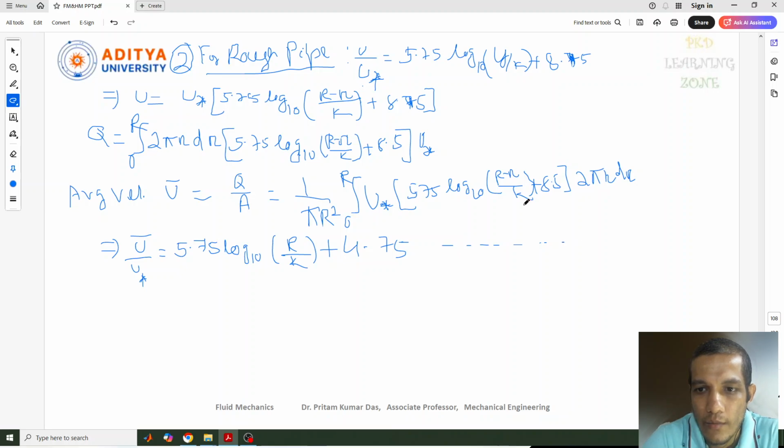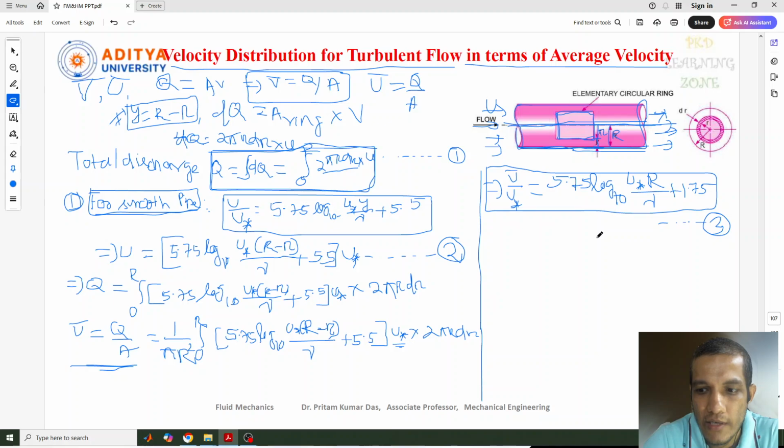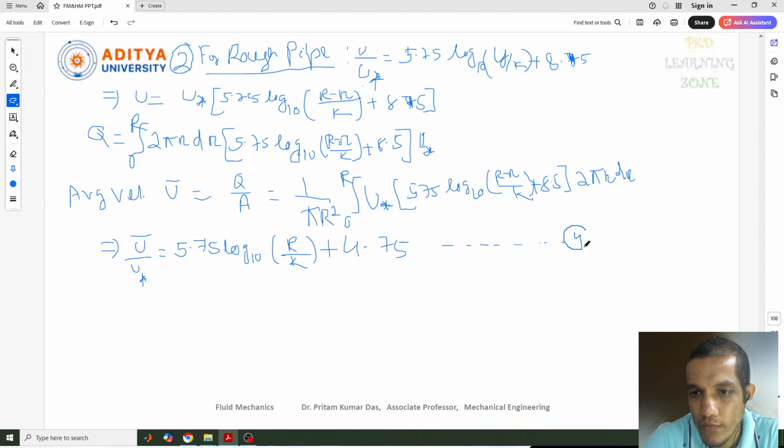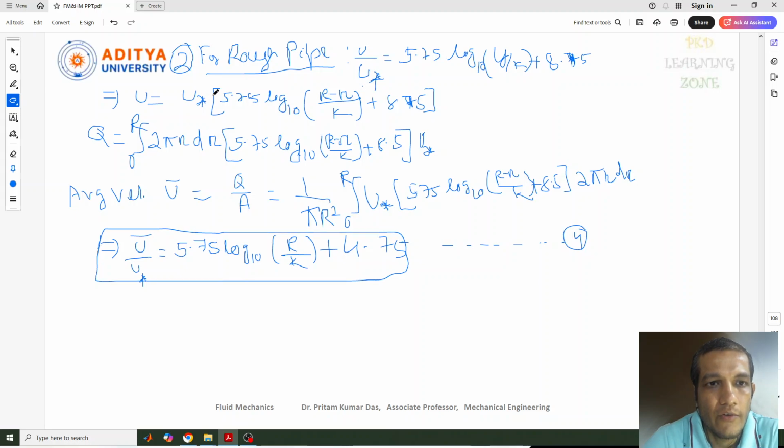So this will be our equation. Previously we gave equation 3, now we can give equation 4. This is our final average velocity for the rough pipe condition. We can derive this equation as follows: 5.75 log of r minus 1, and since it is a by b, it becomes a minus b, so 5.75 log of k again. Then integrate all these terms individually one by one, with the constant term. After solving all these, you get the final equation.